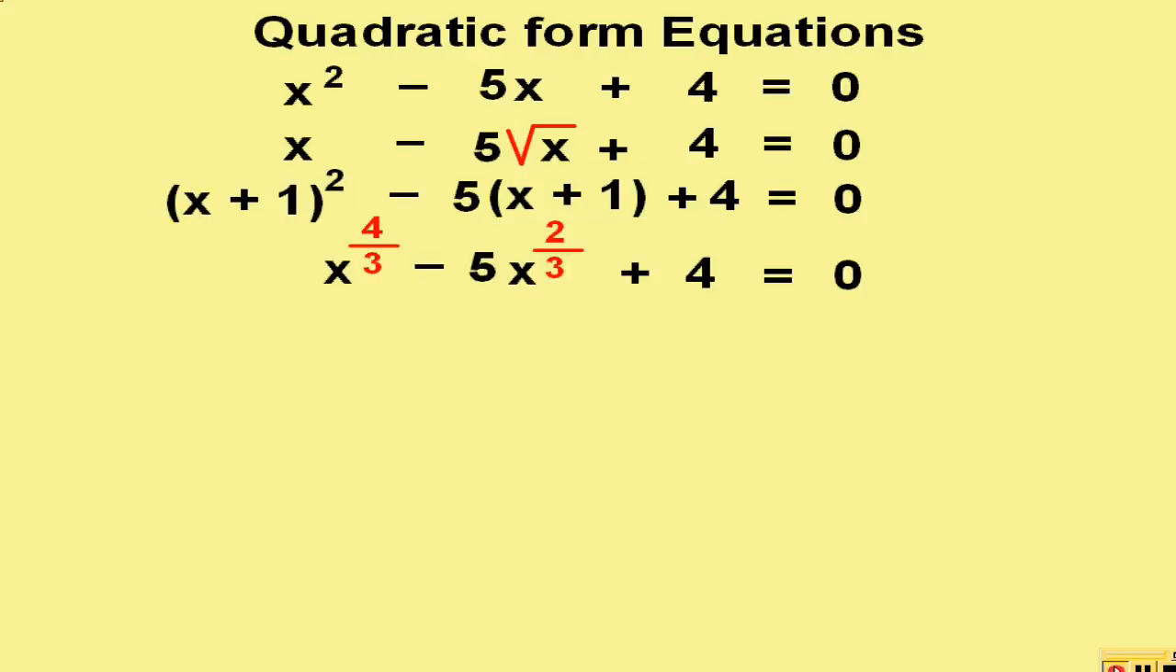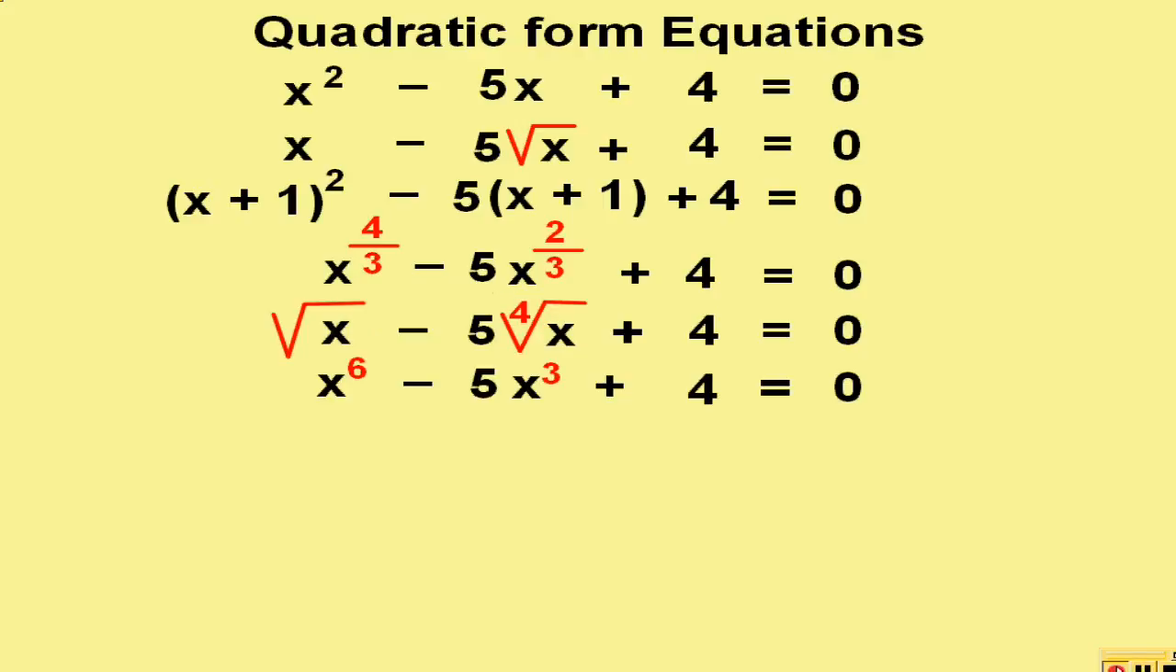Here is one with rational exponents. X to the 2/3, when being squared, becomes x to the 4/3. In another, the fourth root of x, when squared, is the square root of x. X cubed here, when squared, becomes x to the 6th.